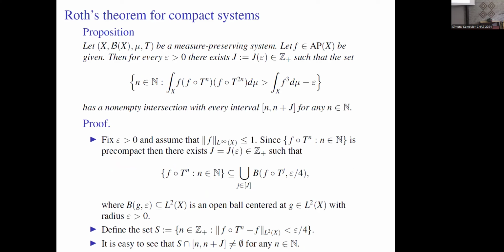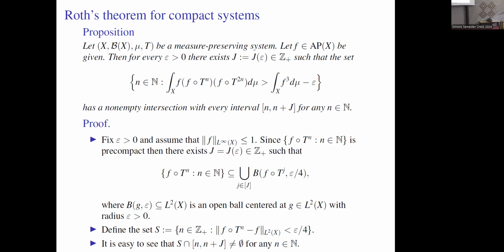So therefore, we do some work, and this work can be done by understanding the following sets whenever f is an almost periodic function. So the proposition is the following. We have a measure preserving system, an almost periodic function, and for every epsilon, there exists J such that this set, the rest here, is syndetic. I intentionally avoided introducing this name earlier.